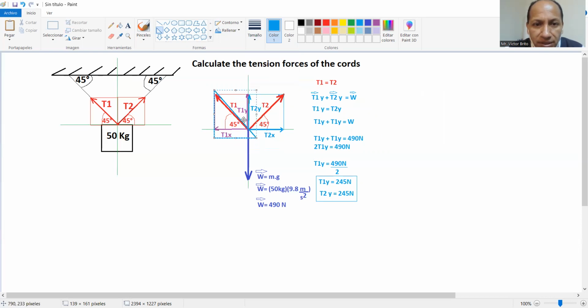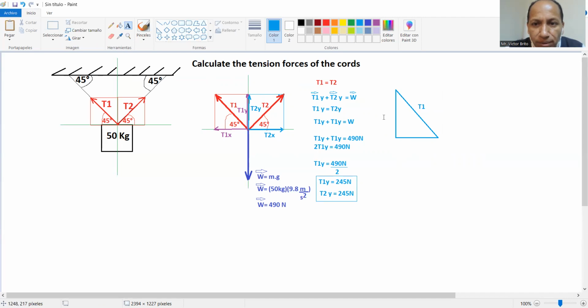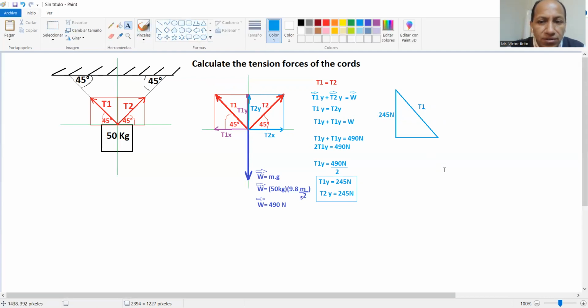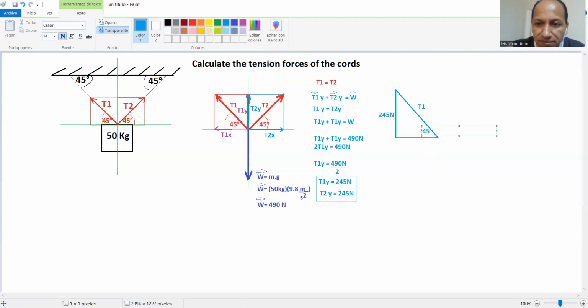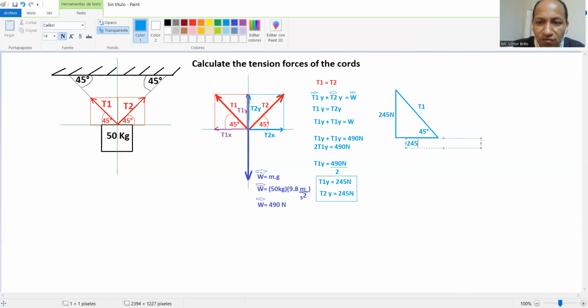Bigger is this one, like this one. So I'm just drawing it at scale. And if this is the tension 1, and I do not know the value, but I do know that this value from that side is 245 newtons. Something amazing about the property for triangles is that if this is 45 degrees, I can also conclude that this value in the lower case is 245 newtons.